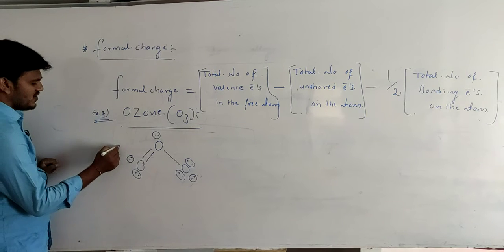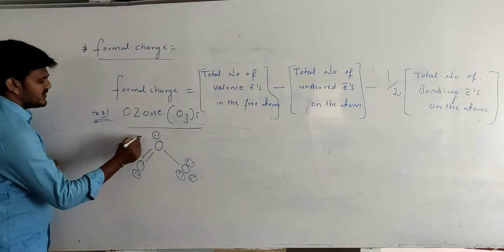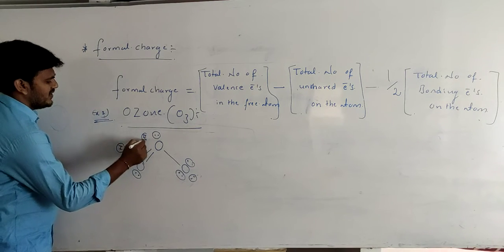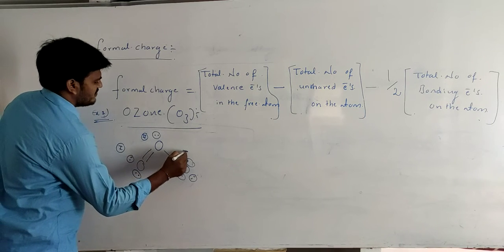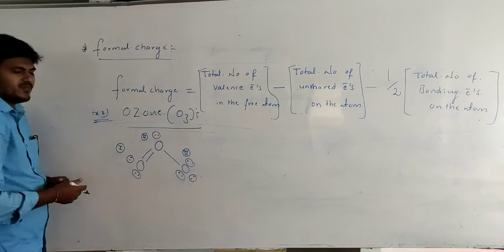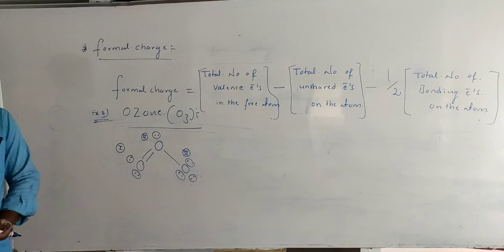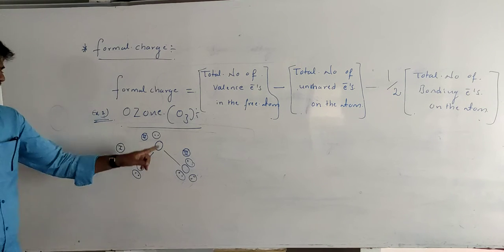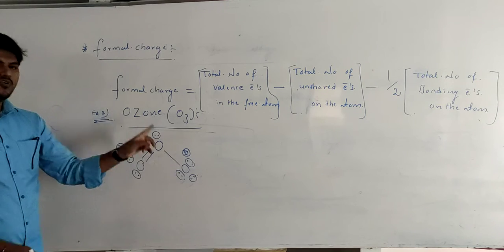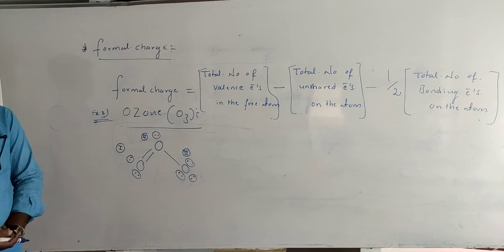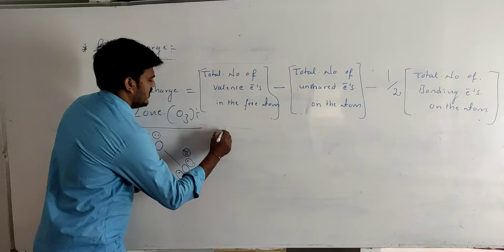So it says first oxygen atom, next second oxygen atom, next third oxygen atom, as you wish. Okay? First oxygen atom, second oxygen atom, third oxygen atom. 3 oxygen atoms. And this is the Lewis dot structure of ozone. So first one, formal charge.